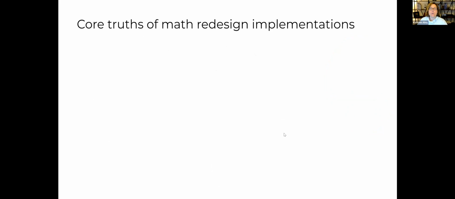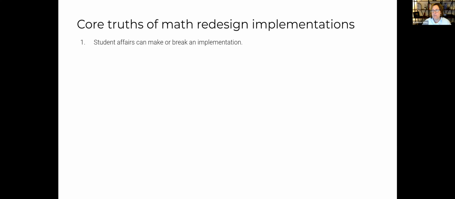Okay, so let's go through a few truths. I did this early on in meetings. These are some new ones, but these are some truths of implementation. Student affairs makes or breaks an implementation. They are so important. So if you're in student affairs, you are so important to this.